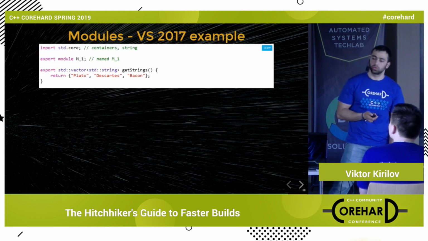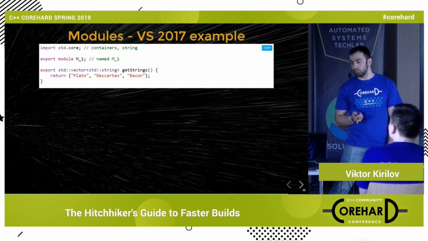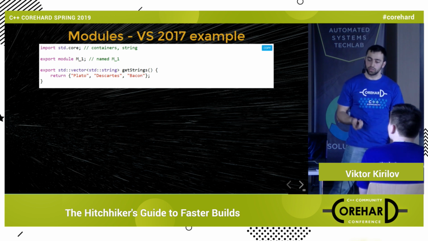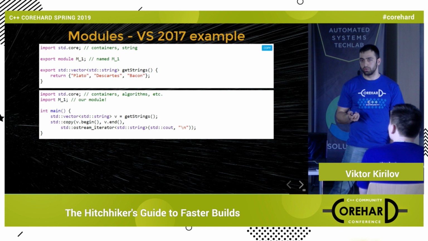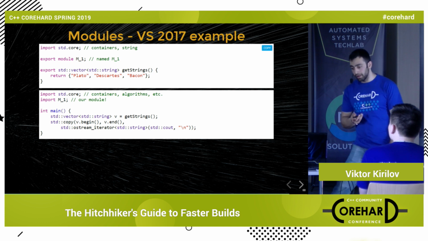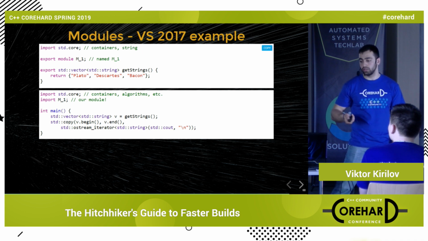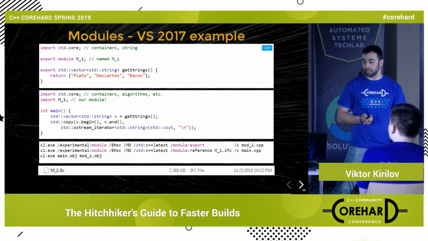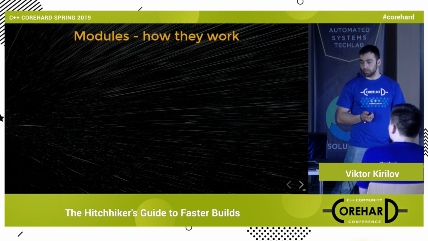So here's a quick example. In Visual Studio 2017, we export a module, we export a function. Again, there are much better examples in the previous talk in the same room. Then we consume that module, we import it, and we just use the getStrings function, and it just works. We compile it like this, because there's no build system support yet. We have to use the compiler on the command line directly with a bunch of flags, and it's not really pleasant.